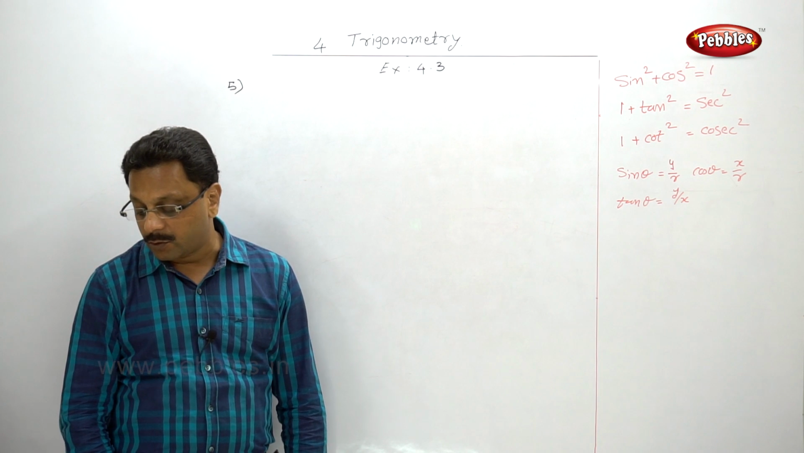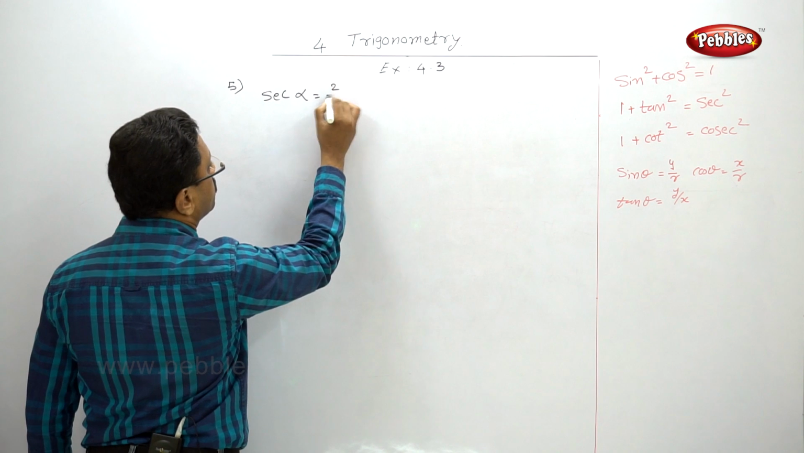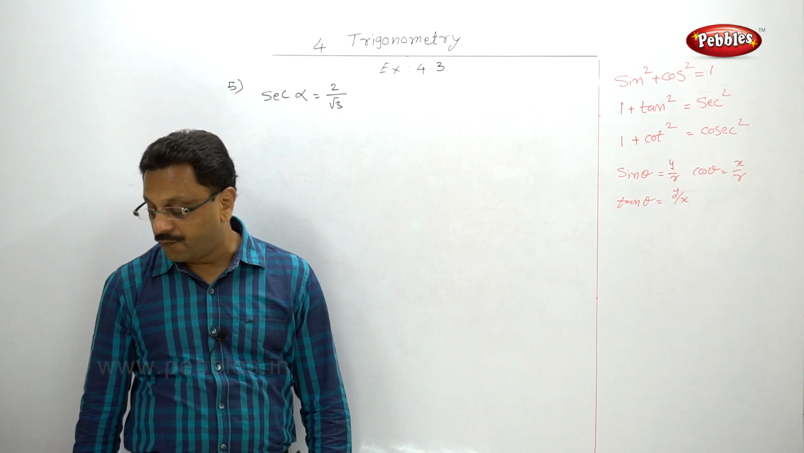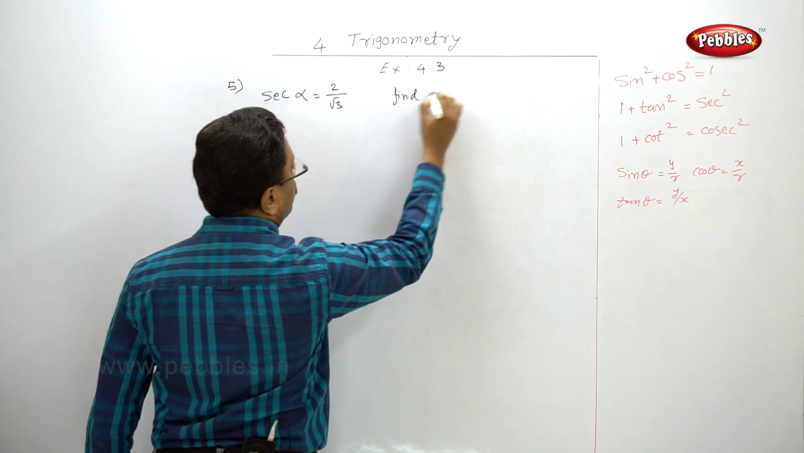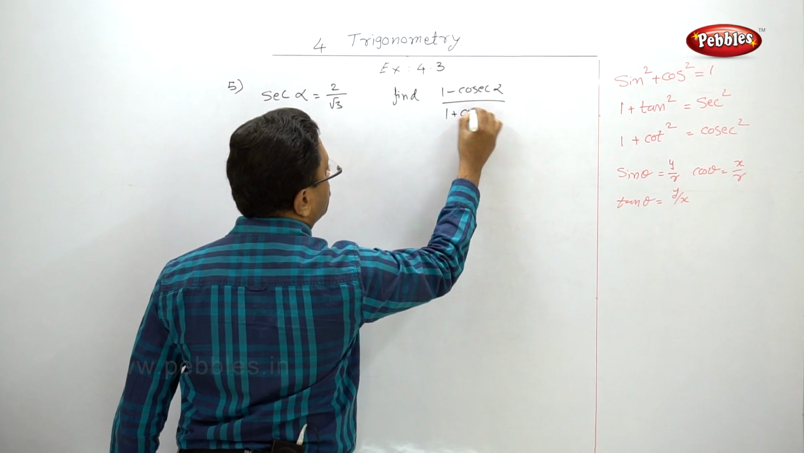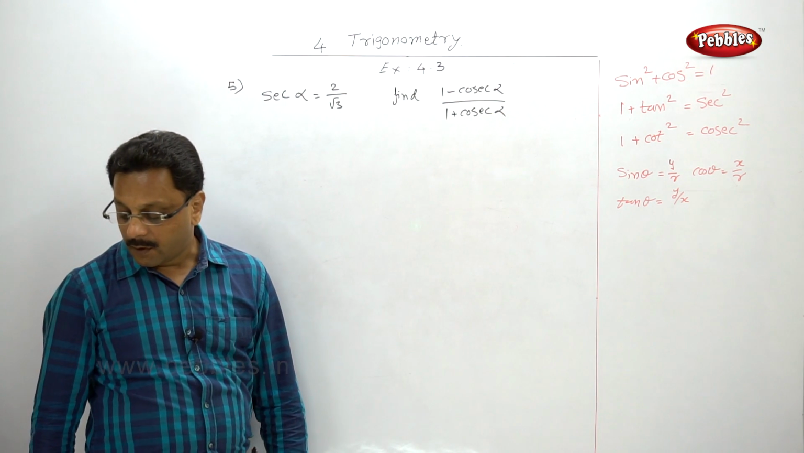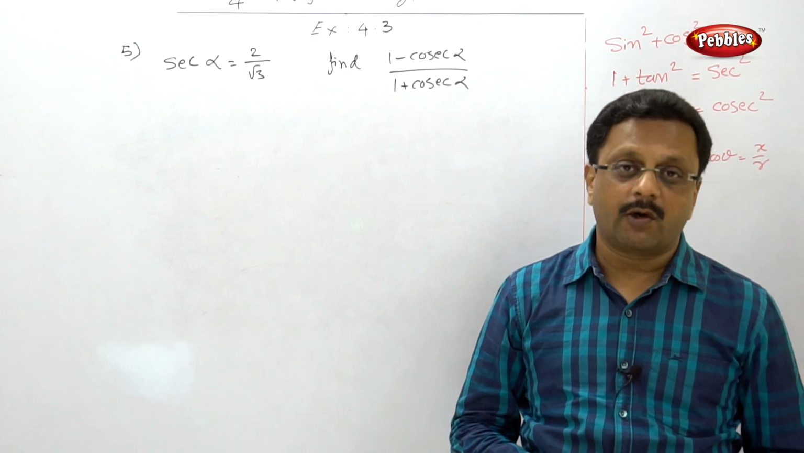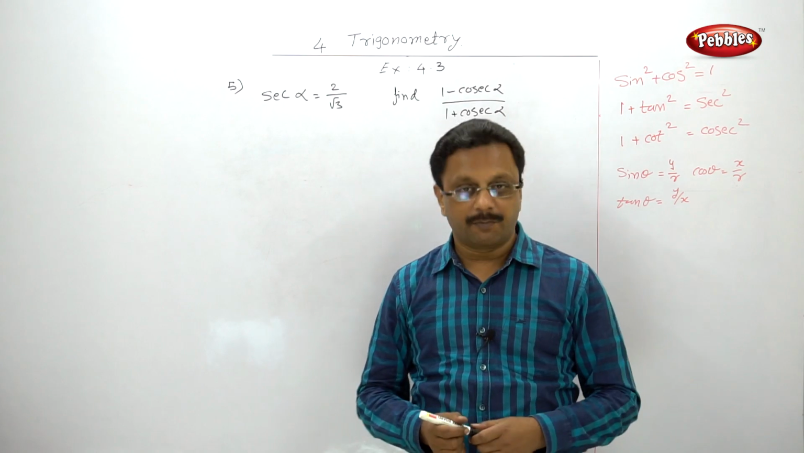Sec alpha is equal to 2 by root 3. Find the value of 1 minus cosec alpha upon 1 plus cosec alpha. Additionally, they are given where alpha is in quadrant 4. When alpha is in quadrant 4, x is positive and y is negative. Now this is a very simple example.